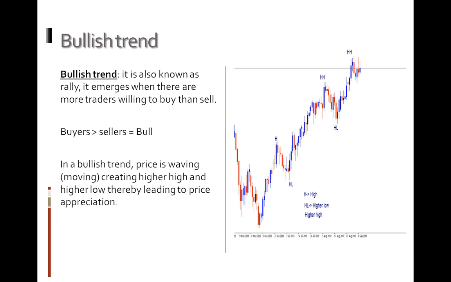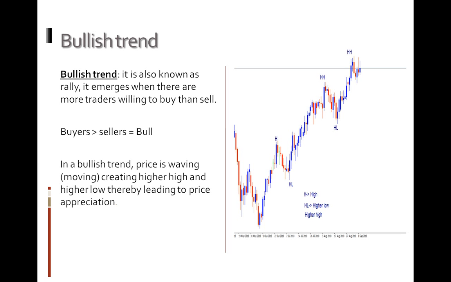Bullish trend. A bullish trend is also known as a rally. It emerges when there are more traders willing to buy than sell. When we have more buyers in the market, when the buyers are more than the sellers, we have a bullish trend. And a bullish trend is when price is rallying, when price is increasing, when price is appreciating.